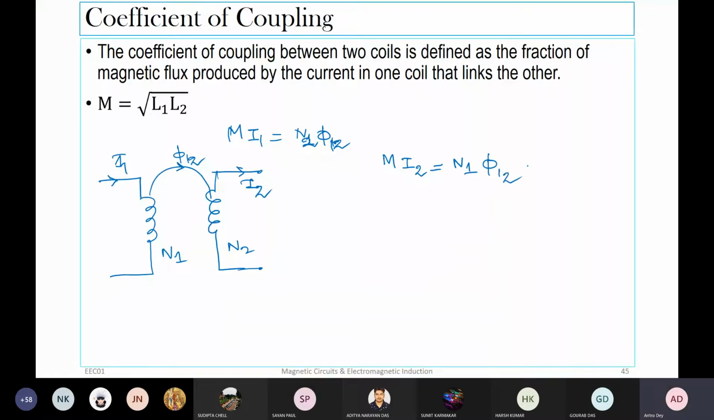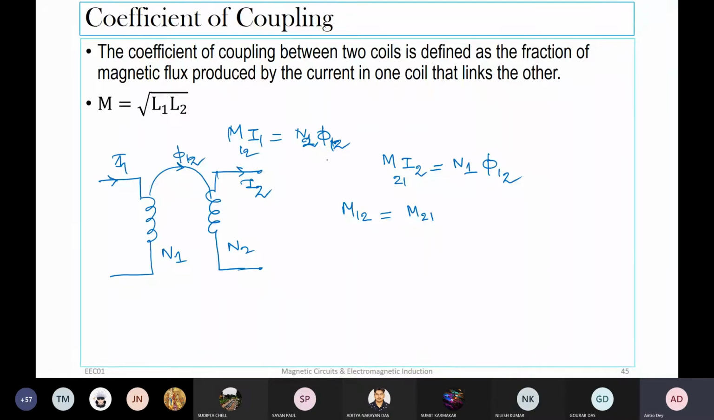So what you can write on both sides is M12 and M21. These are the same actually, M12 equals M21. For any circuit which is mutually coupled, this mutually coupled phi cannot change. That is why mutual inductance also cannot be different.